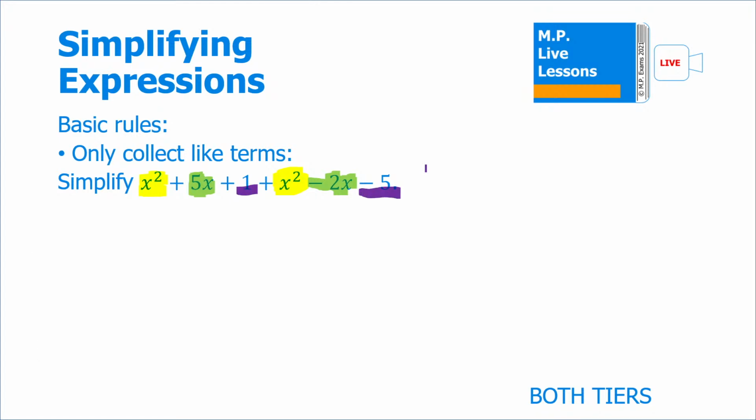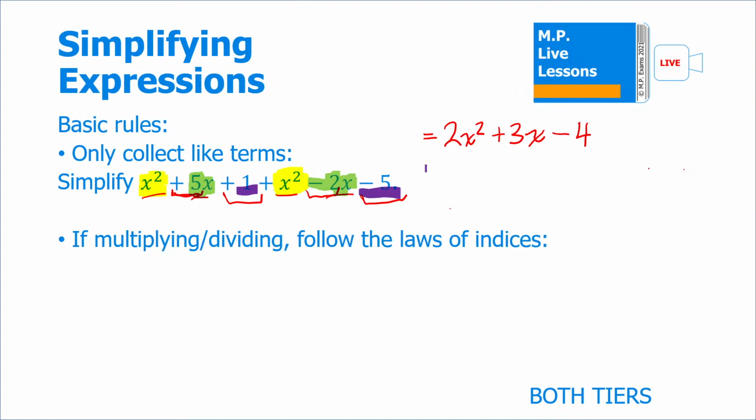And to simplify this, you'd collect these two terms together, the yellow ones which show the x squared. If there's nothing in front of them, it's a 1. So you get 2x squared. And to collect the x terms together, you'll have +5 right here, then -2 here. Add them together, you get 3x. And then you've got your numbers at the end, +1 and -5, so you get -4 when you add them together. And if you're multiplying or dividing, you'll follow the laws of indices.